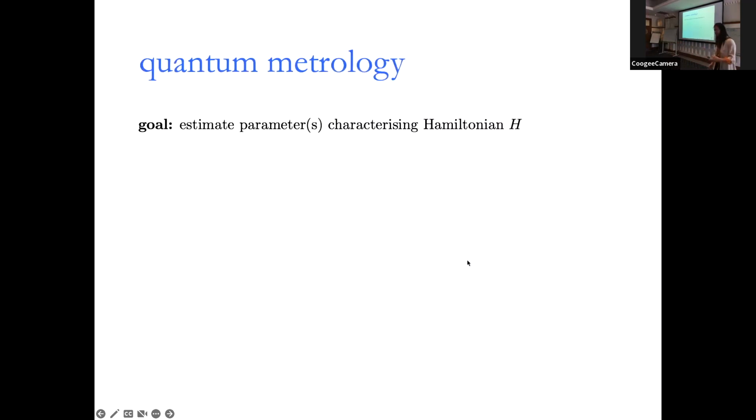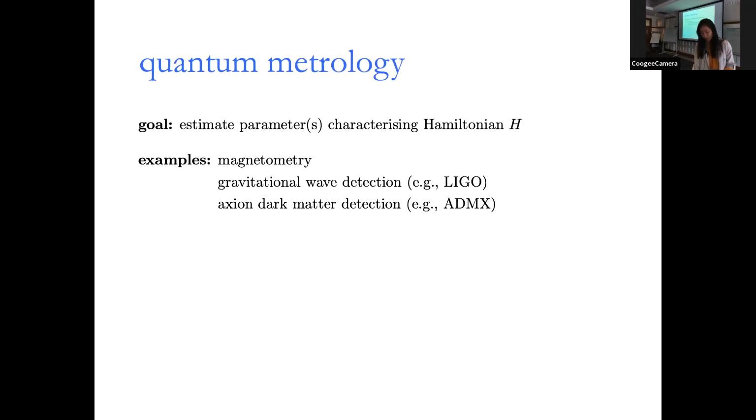Okay, so what is quantum metrology? Well, broadly speaking, the aim of quantum metrology is to make highly sensitive measurements of physical parameters. More concretely, a canonical task would be to estimate one or more parameters characterizing the Hamiltonian of some system. So we imagine we have some detection system. It's subject to some physical influence, in that there are terms in the Hamiltonian describing that physical influence that we want to measure. So we want to estimate the corresponding parameters in the Hamiltonian.